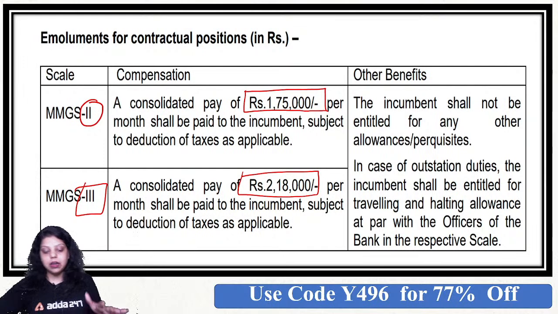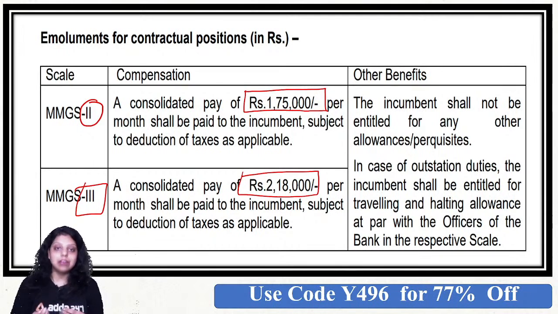As we can see, RBI Grade B till now was the kind of organization, the apex bank, which was providing a very smart salary structure, but now Bank of India is giving an even smarter structure.